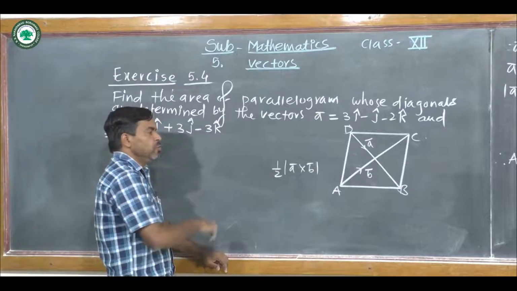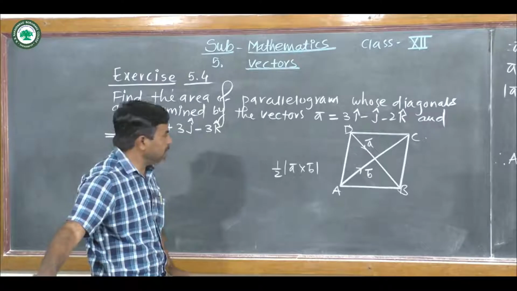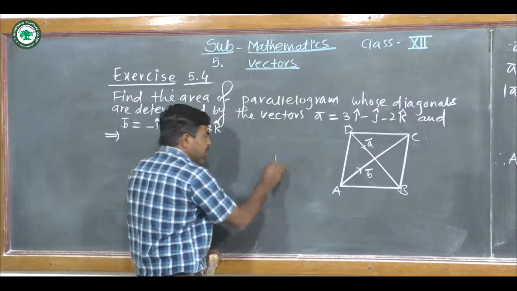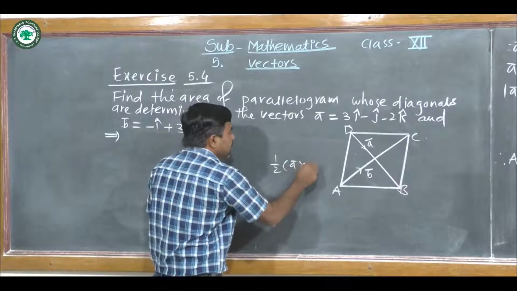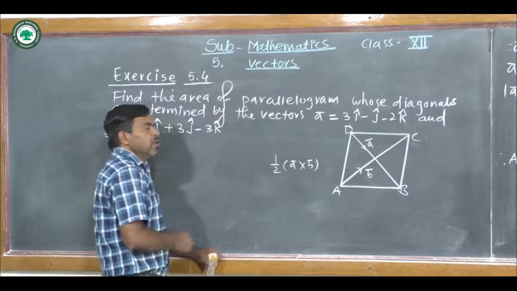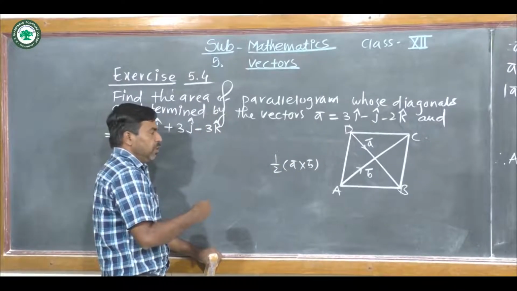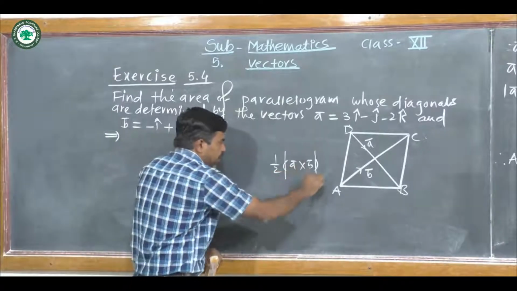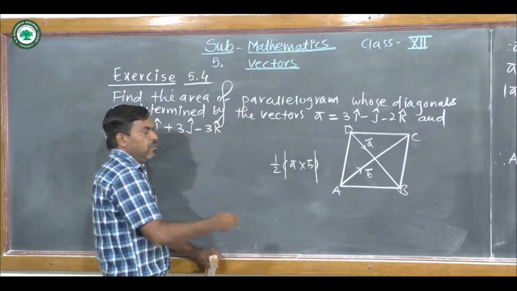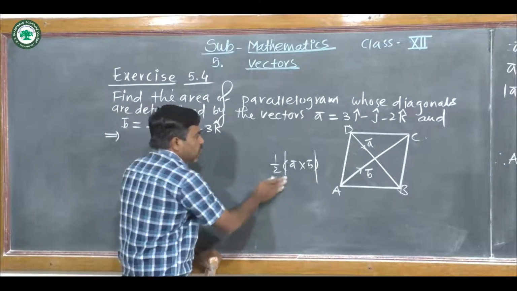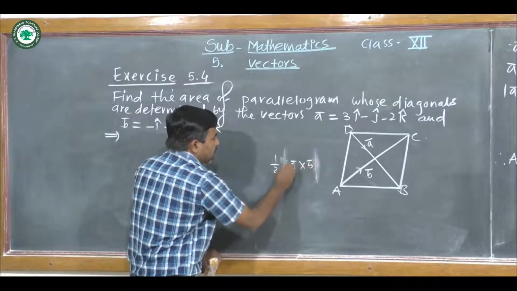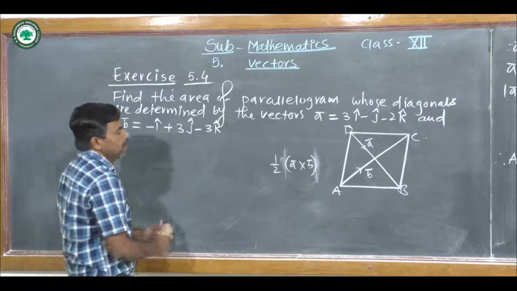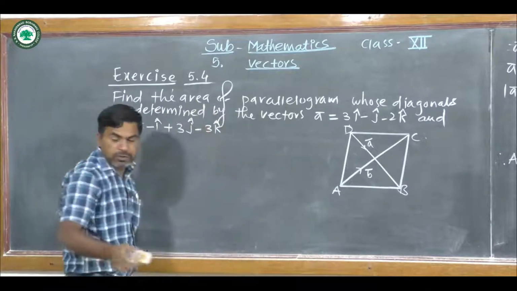1 by 2 into magnitude of A bar cross B bar. This is the formula. And vector area means 1 by 2 into A bar cross B bar. So if you want to take the area, take the magnitude here, and if you want to find out vector area, don't take the magnitude, only keep it as a vector A bar cross B bar. So let's see the solution for this question.